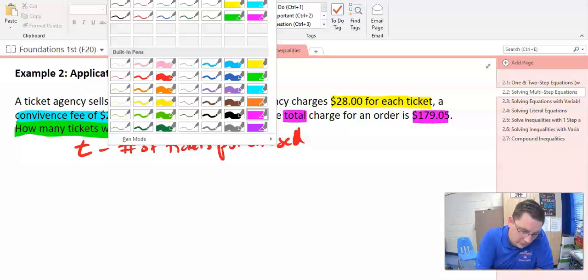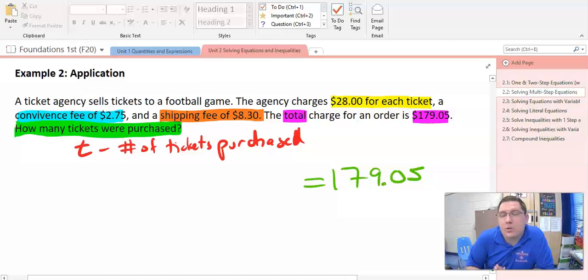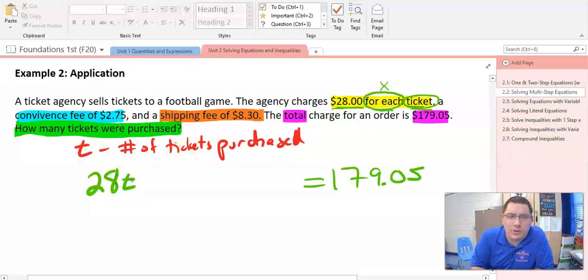So how do we build the equation that we need to write here? Well, we've got a total, right? So that means there are going to be multiple things added together, and all of those things are going to be added together equaling $179.05. Now, what is going to happen on the left side of this equation? We got to deal with all the pieces, right? So I've got $28 for each ticket. And so when you see that terminology for each, you're going to be doing what operation? Times. And so I'm going to get 28 for each, what? Ticket. There's my tickets, right? It's my variable, 28t.